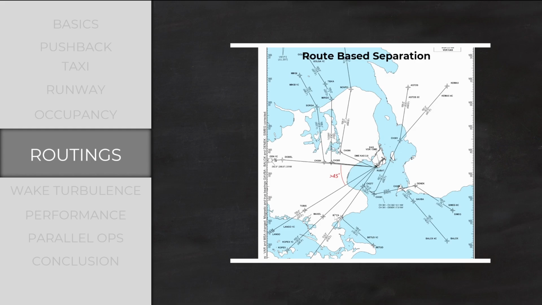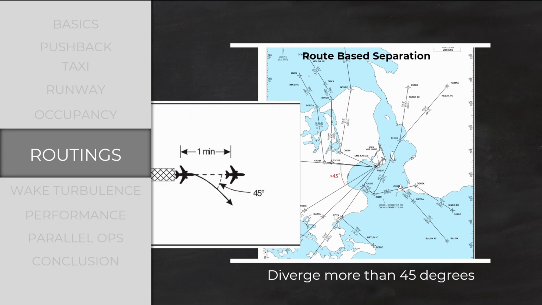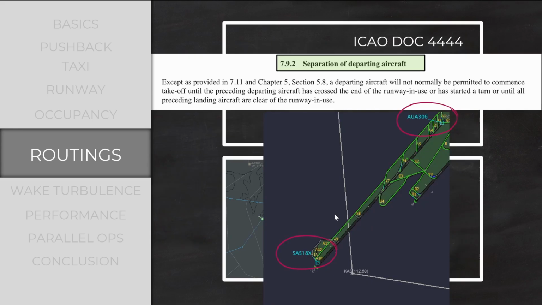So the question in here is if the routings are diverging more or less than 45 degrees after departure. If they diverge more, then no problem. You provide 1 minute of separation. But wait. You may be confused now, because I just said that it was the opposite threshold that was the minimum. So where does this 1 minute come from?